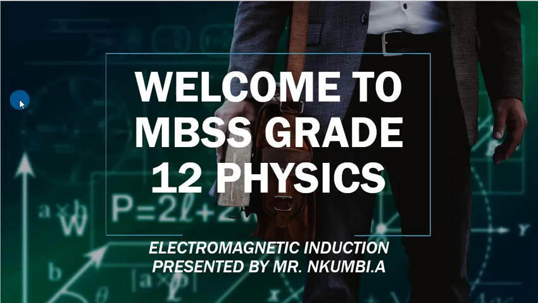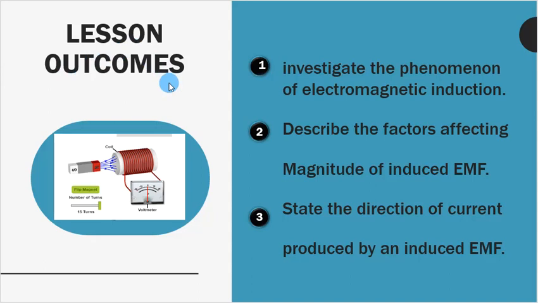All right, so in this lesson, the following are our outcomes. We will investigate the phenomenon of electromagnetic induction. Then we shall describe the factors affecting the magnitude of EMF produced during electromagnetic induction. Then we shall also state the direction of current produced by an induced EMF. So these are the three outcomes for our lesson today.